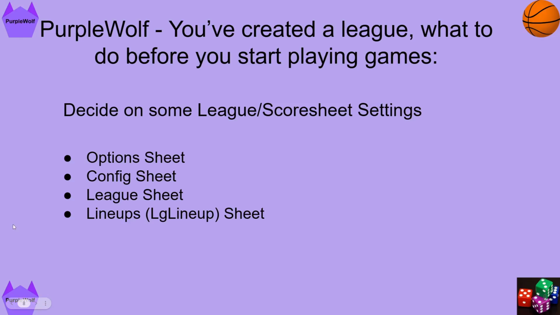Okay, so you've got a league created in PurpleWolf. So what do you need to do now before you start playing games? I suggest there are a few settings you want to look at before you get going on the gameplay. And they're located in a few different places. I have listed here the options sheet, the config sheet, the league sheet, and then the lineups sheet. So let's take a look at those.